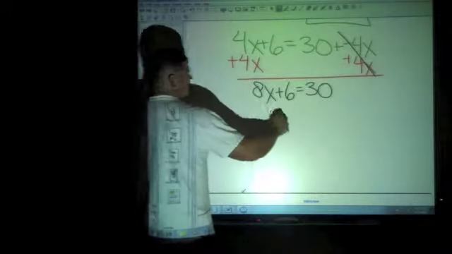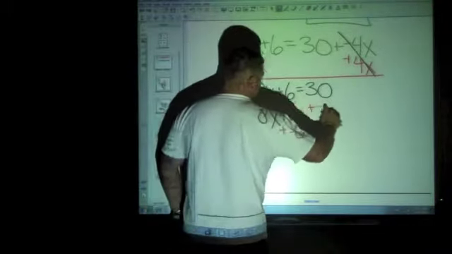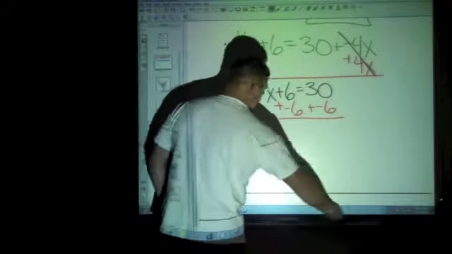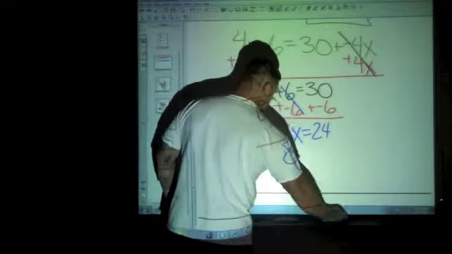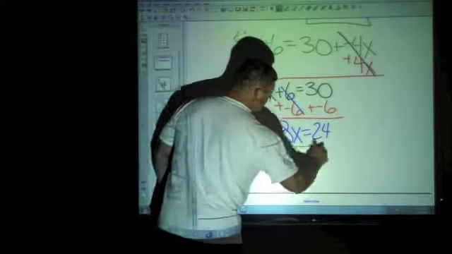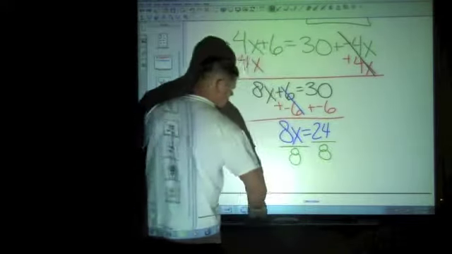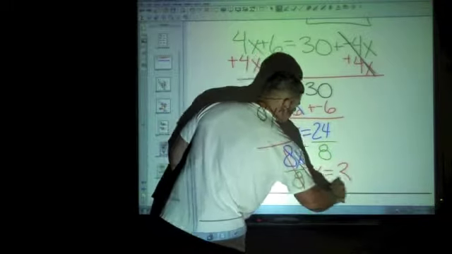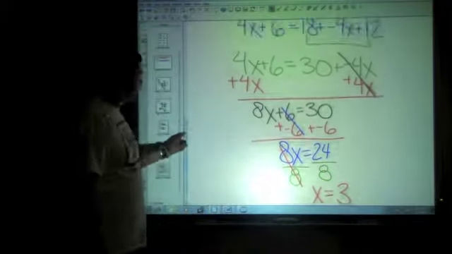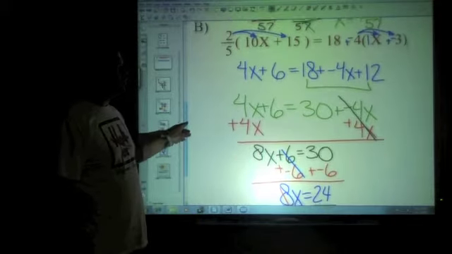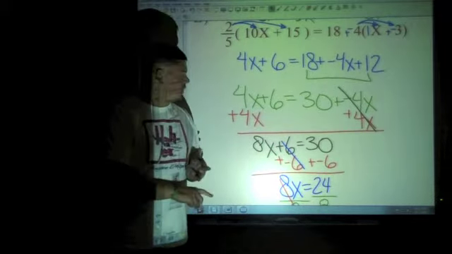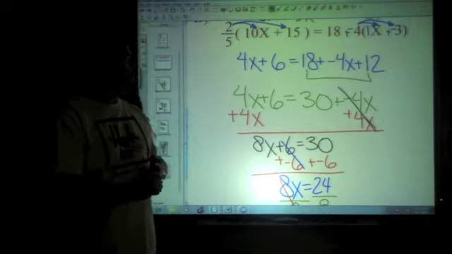Since I moved the x's to the left, the stuff without x's has to move to the right. 8x now equals 24. Divide by 8 on both sides. And x equals 3. Now the problems are getting bigger and there's a lot more work involved, but it's all based on little things that you know, like distributive property and the shuffling game. As long as what you do to one side you do to the other, you'll be okay.